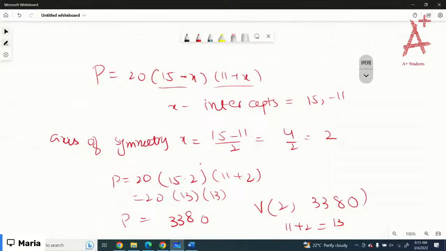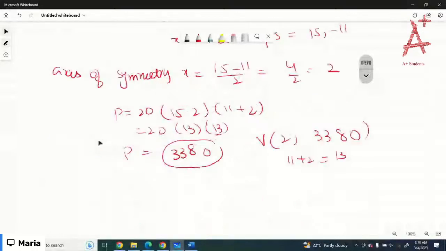And here you have 13, it gives you the maximum profit, that is 3,380. Got it? So you need to calculate how many tickets. Just divide 3,380 by 13. That is the maximum profit, 3,380 divided by 13. You will get the maximum number of tickets. It would be 260. That means there were 260 tickets sold. Got it?